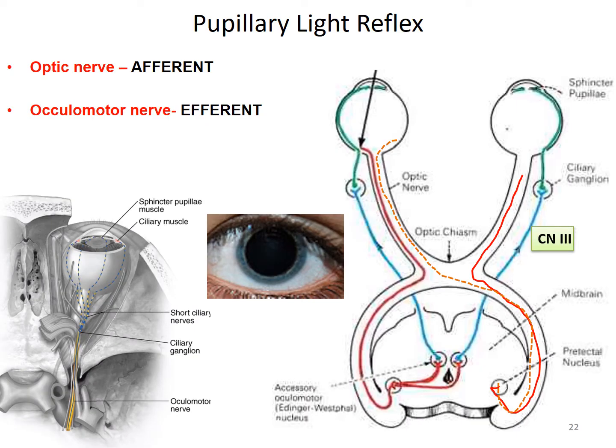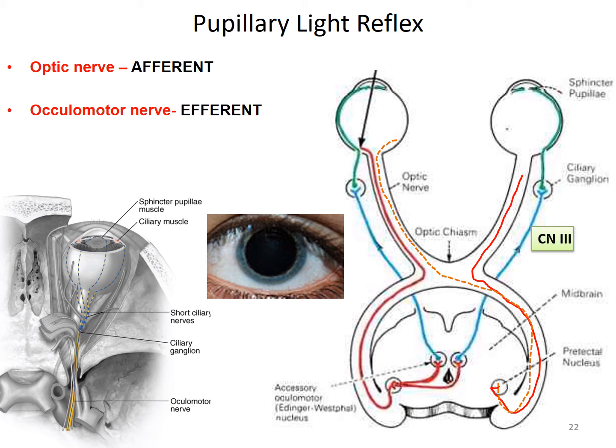Pupillary light reflex. So the afferent limb is via the optic nerve. The efferent limb is via the oculomotor nerve. So the course is as follows. Sunlight goes through the eye, via the retina, via the optic nerve, into the brain, to the Edinger-Westphal nucleus, and then via there to the ciliary ganglion, synapse occurs, goes to the sphincter pupillae, and the pupil gets smaller.